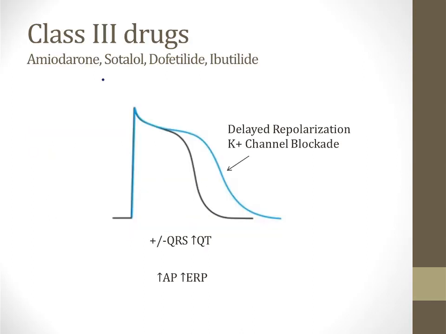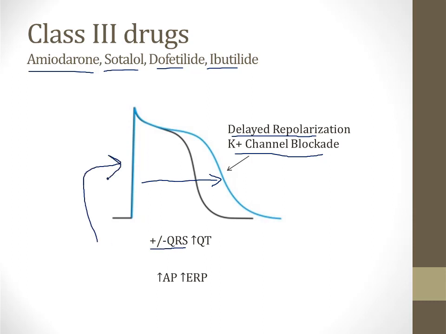Now let's talk about the class 3 antiarrhythmics. Drugs in this class include amiodarone, sotalol, dofetilide, and ibutilide. These drugs block potassium channels in cardiac myocytes, and that will delay repolarization and lengthen the action potential duration. There's no significant effect on the QRS interval, and that's because phase 0 is unchanged by these drugs.